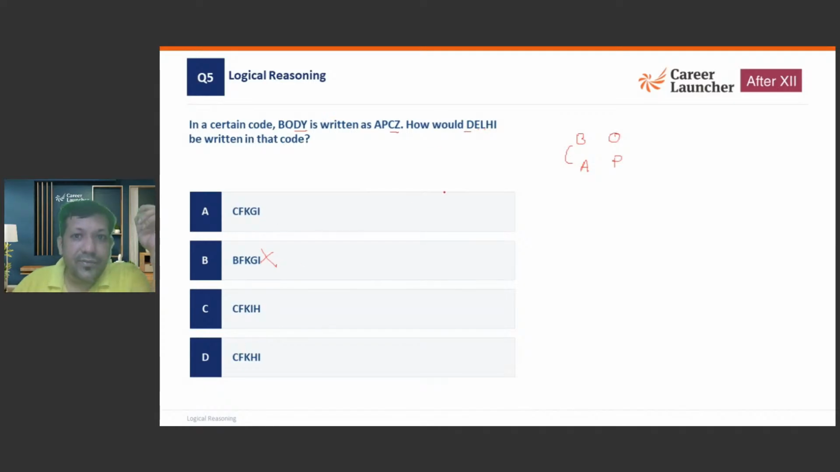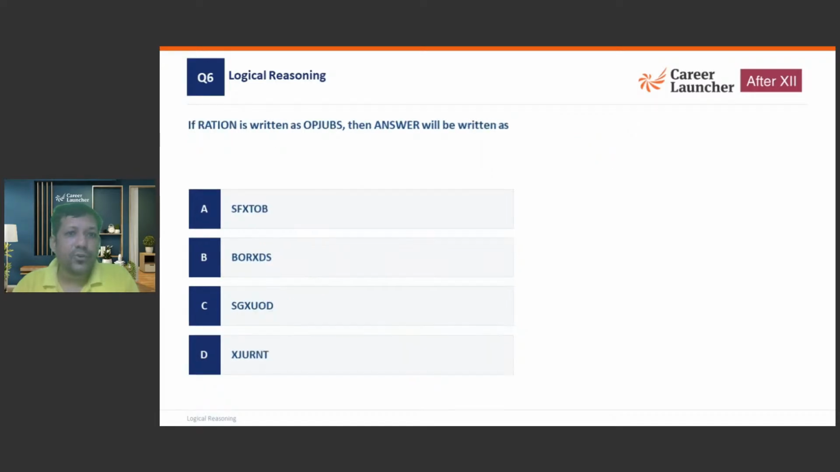All the options have K. Then H. H is going to be I. That is going to be only in this option. So got the answer. That is option C. So when you parallelly read the options, you get the answers very quickly. Now let's move on to the next one.